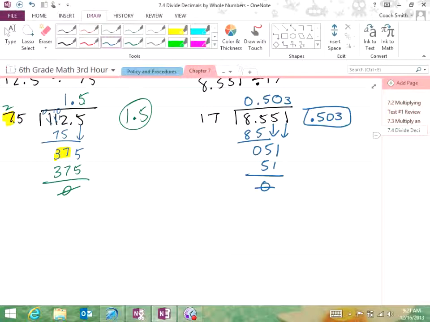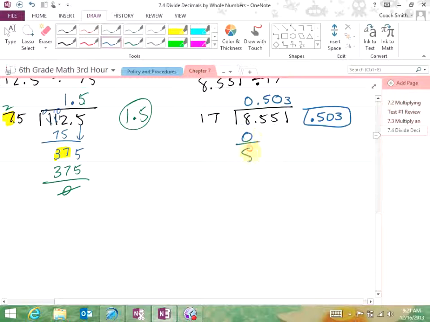17 doesn't go into 8. In other words, I can't do this. That's 0 times. Now, basically, if I carry it out, 17 doesn't go into 8. It goes 0 times. So 0 times 17 is 0. Remainder 8. Bring down that 5. 17 goes into 85 5 times. 5 times 17 is 85. Remainder 0. Bring down that 5.